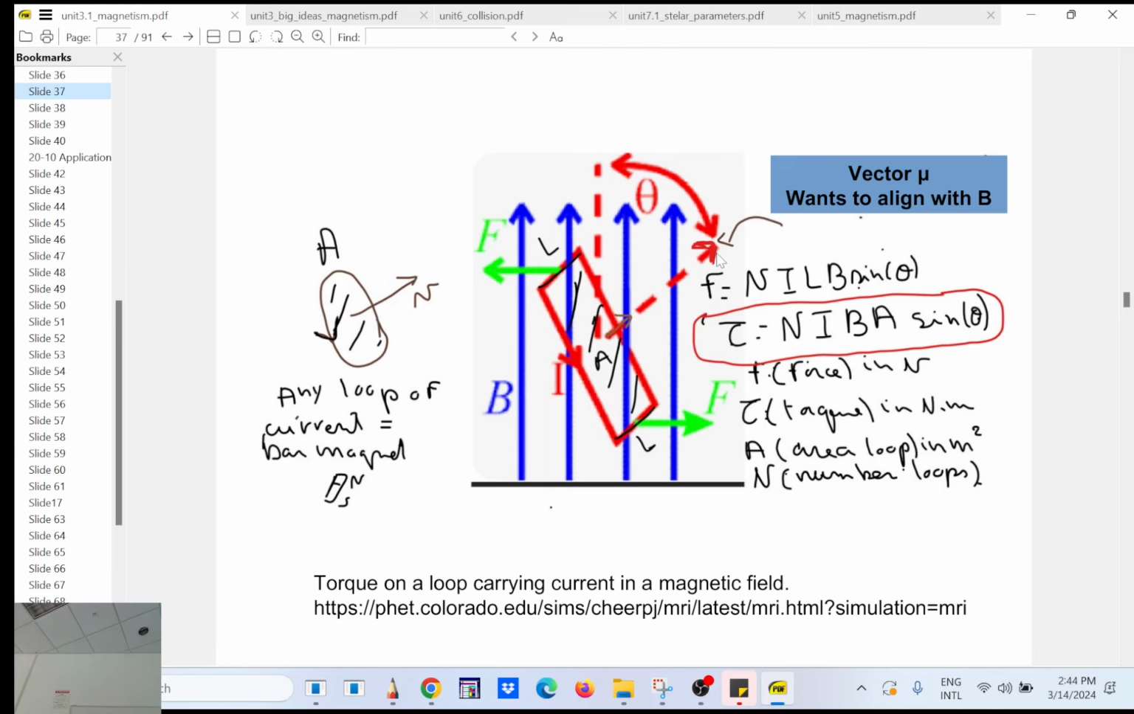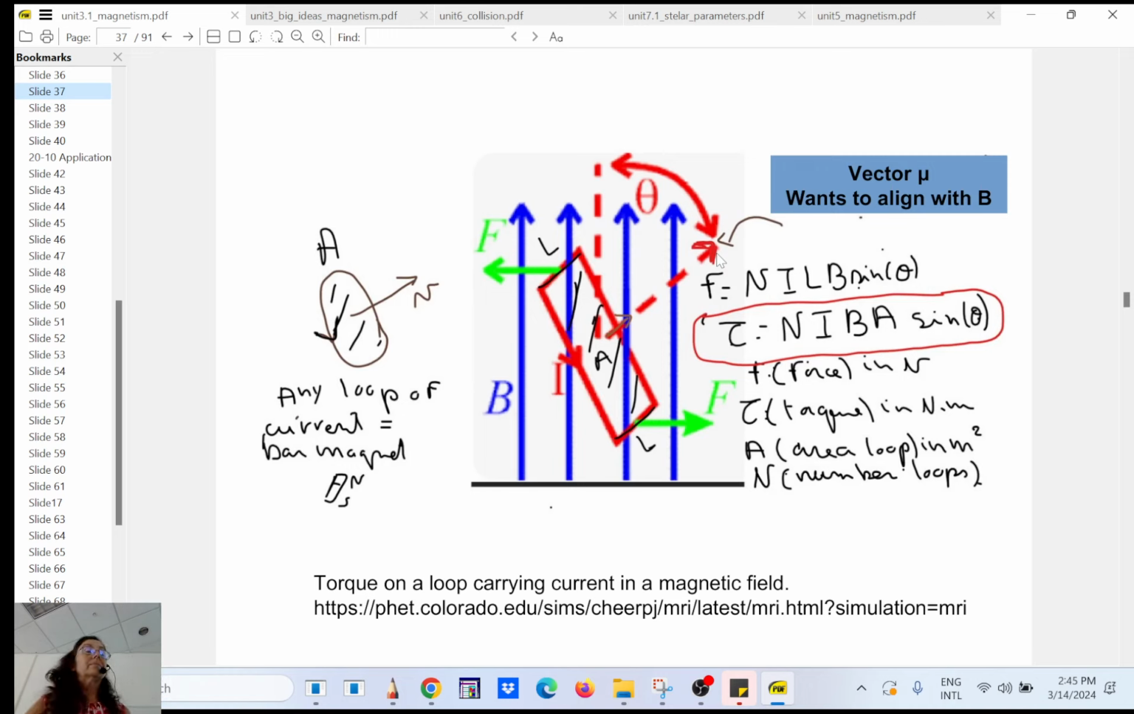Is that clear? So remember, the physical quantity torque is a way to measure the twist, how efficient the force is in making the twist happen. So each time you have a loop of current inside a magnetic field, there will be a twist to make sure that it aligns with the magnetic field. Is that clear?